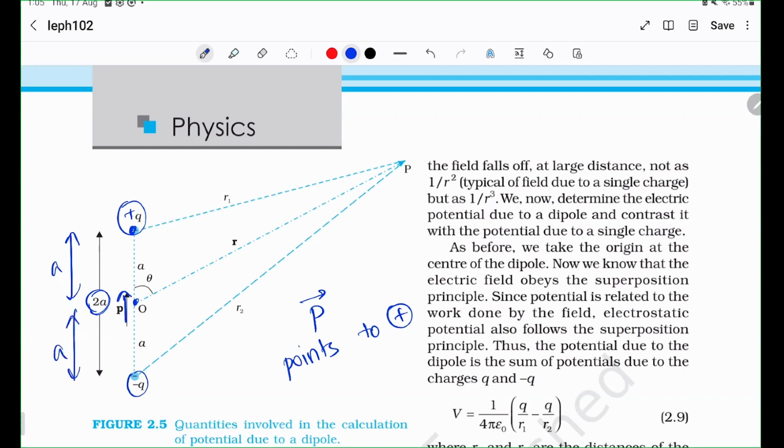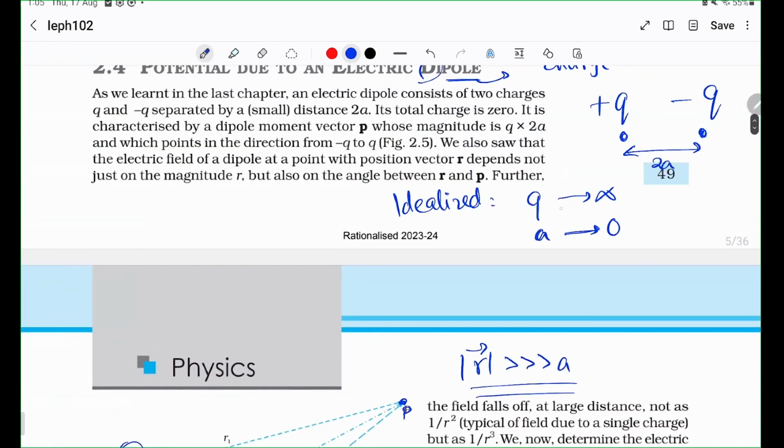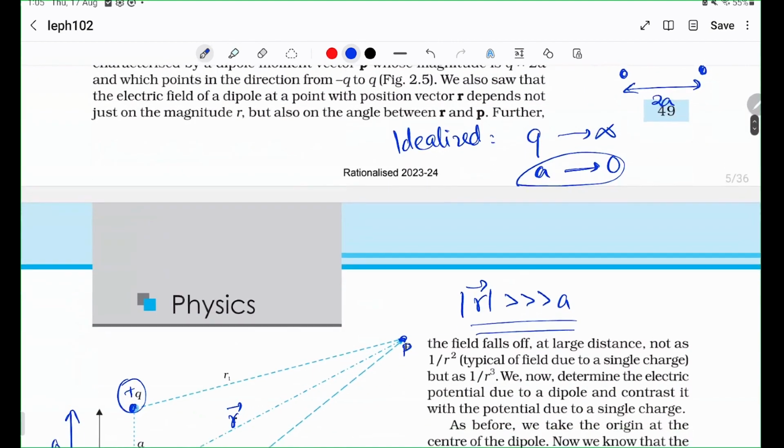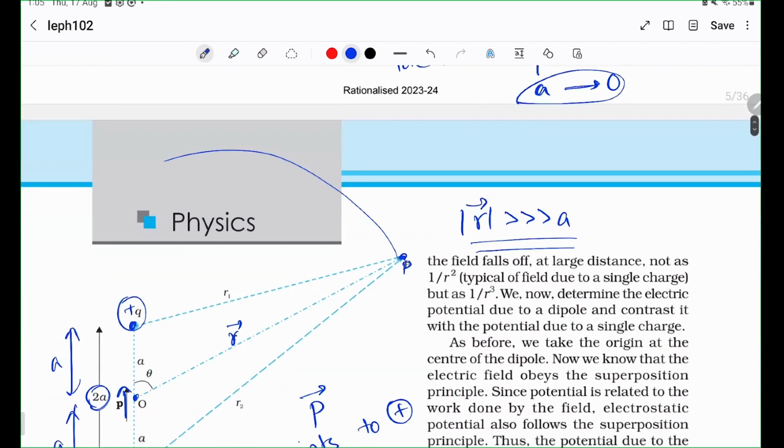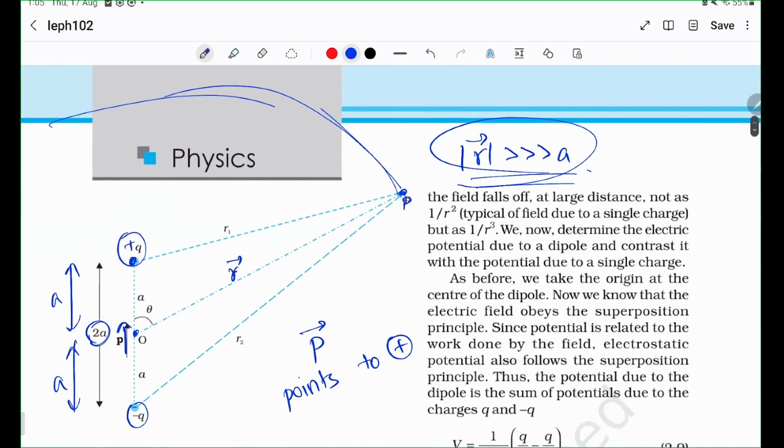and this distance is A. Now we try to find out what the field and the potential is at some point P at a distance of R. Usually we find this very, very far away, where the magnitude of R is much, much greater than A. An idealized dipole has A tending to 0, but in reality A is some finite quantity. To simulate this effect, we measure very far away. The further away we go, the smaller A appears to be because of this approximation.